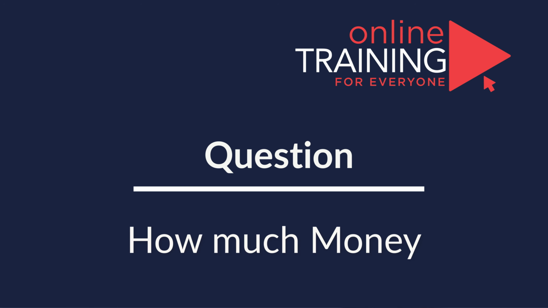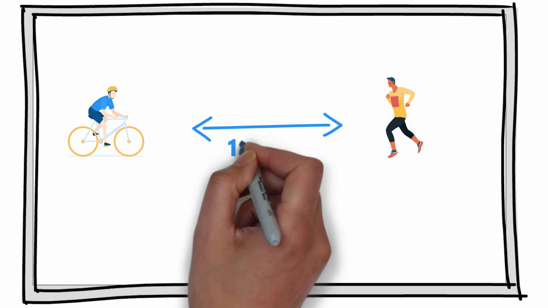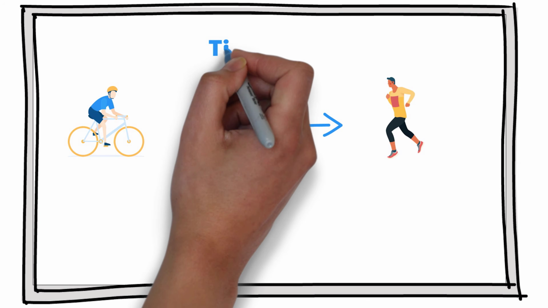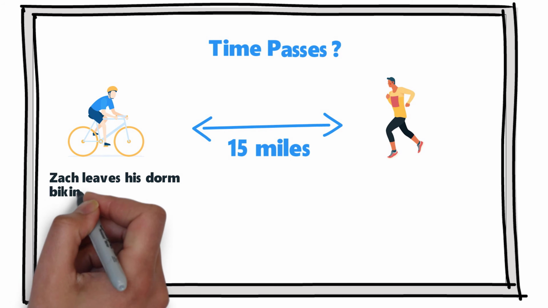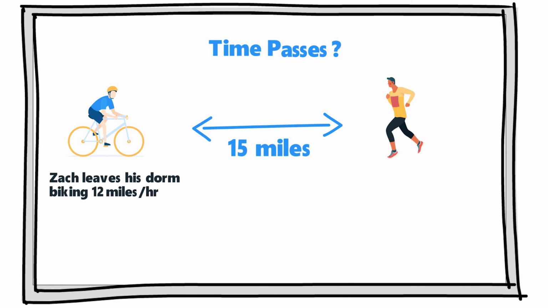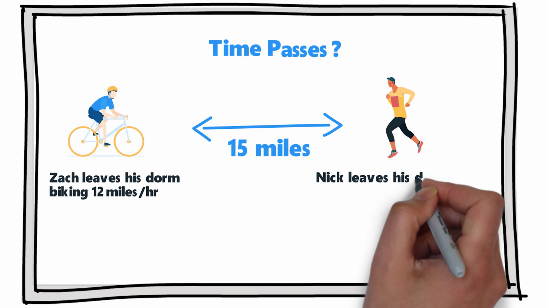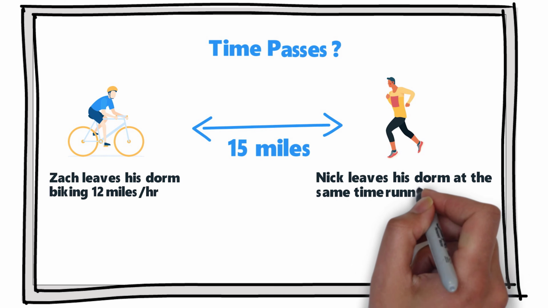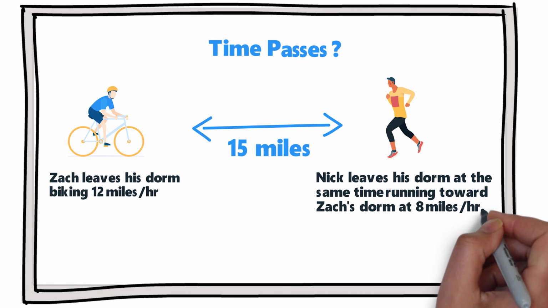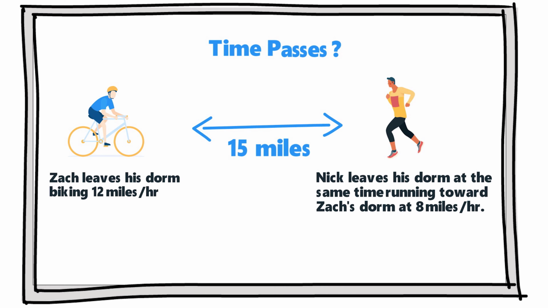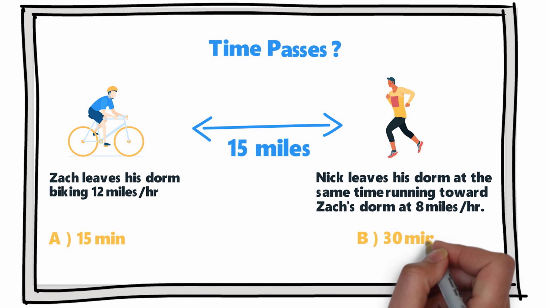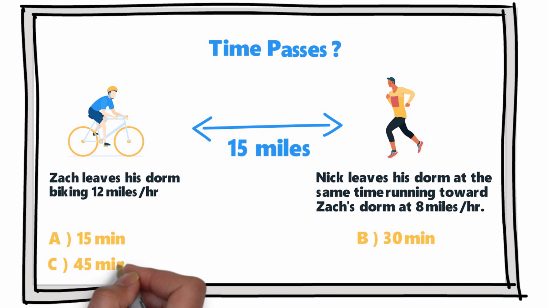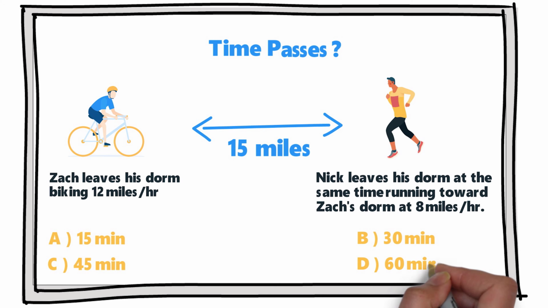Here is an interesting question which tests your knowledge of math. Zach's and Nick's dorms are 15 miles apart. How much time passes till they meet if Zach leaves his dorm biking 12 miles per hour toward Nick's dorm, and Nick leaves his dorm at the same time running toward Zach's dorm at 8 miles per hour? You're presented with 4 different choices. Choice A, 15 minutes. Choice B, 30 minutes. Choice C, 45 minutes. And choice D, 60 minutes.